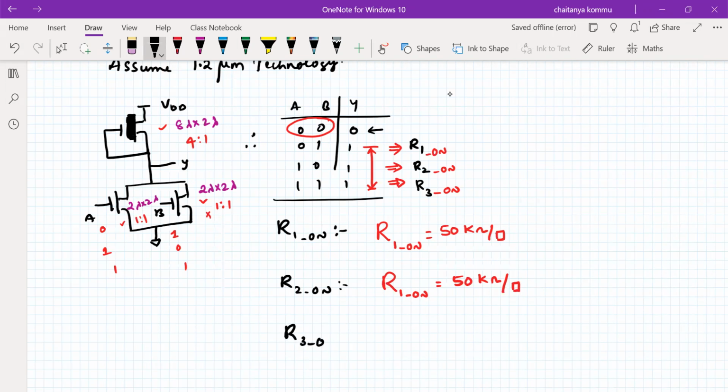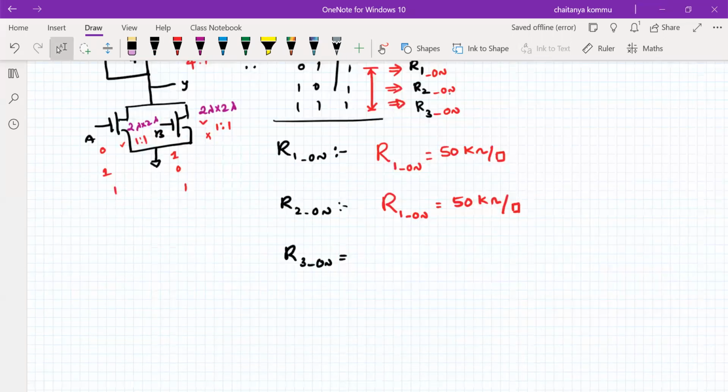R3 on. As you can see in this particular case, the depletion transistor resistance Rd also offers some kind of resistance. Whenever it is on, some finite amount of resistance is there for a transistor. Simply, the approximation is that a resistance is formed there. So this is what the structure is.